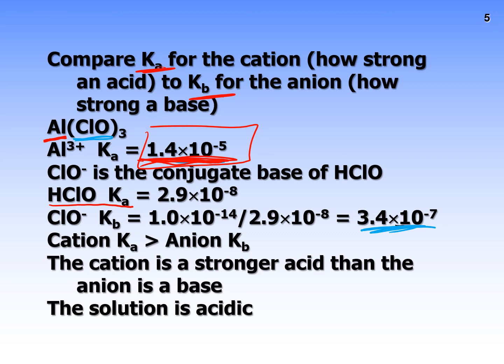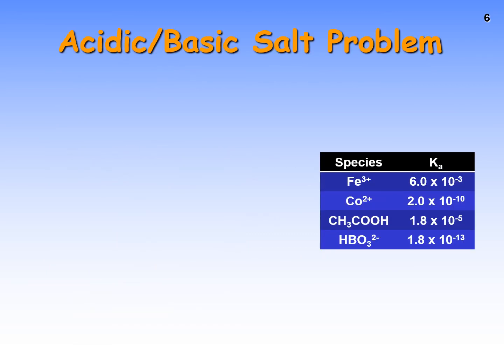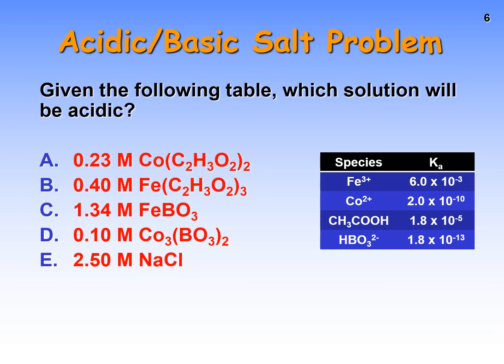Okay, so let's do another example problem. Given the following table, which solution will be acidic? So how do we figure this out? We've got to look at the Kb compared to the Ka for our anion and our cation. So let's look at our options here first. I can cross this one out immediately. NaCl is a neutral salt, so it's not going to make an acidic solution.